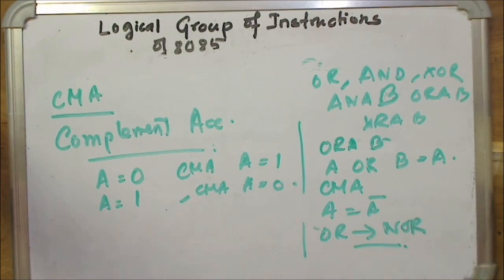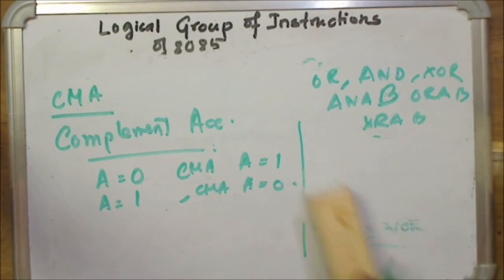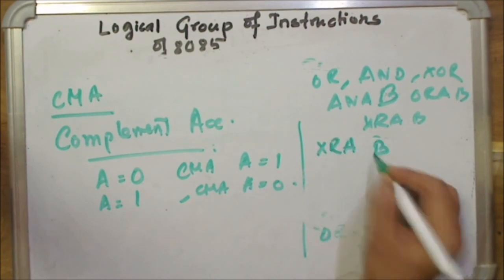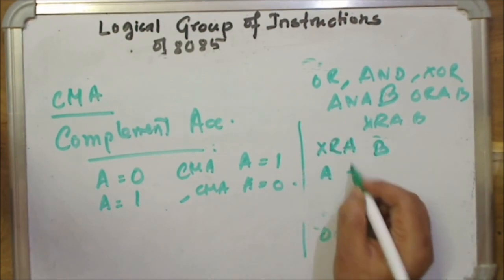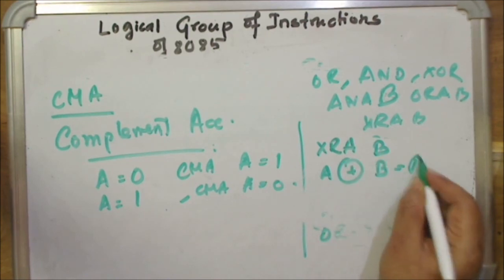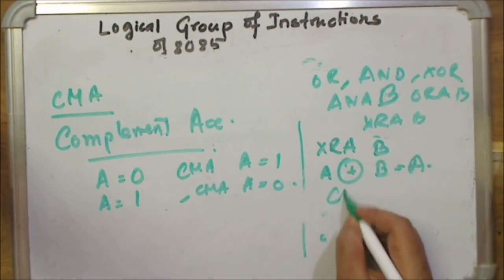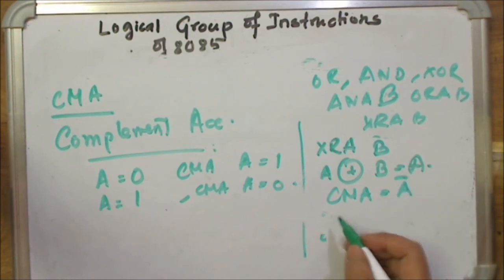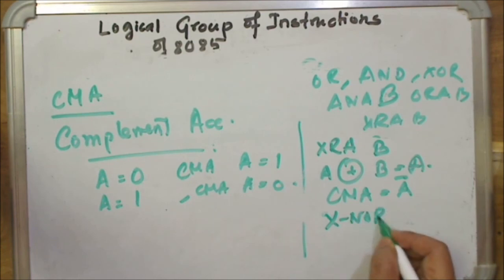Similarly, you have XRA B, that is A will be XORed with B and the result will be stored in A. Then if you use CMA, the accumulator result will be complemented. That is, you are getting your XNOR.